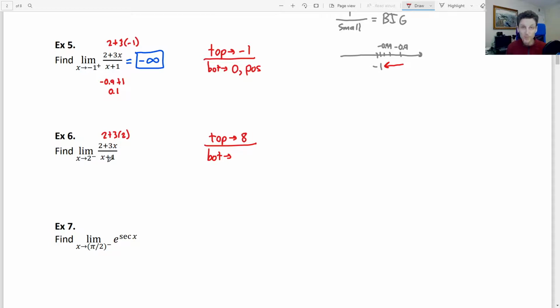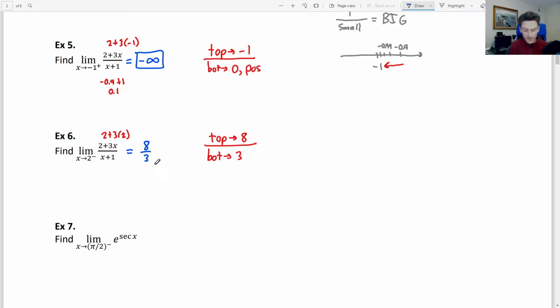What is the bottom approaching? That's right, it'd be 3. 2 plus 1 gives you the 3. Now, what would the overall fraction be approaching then? It would be 8/3.